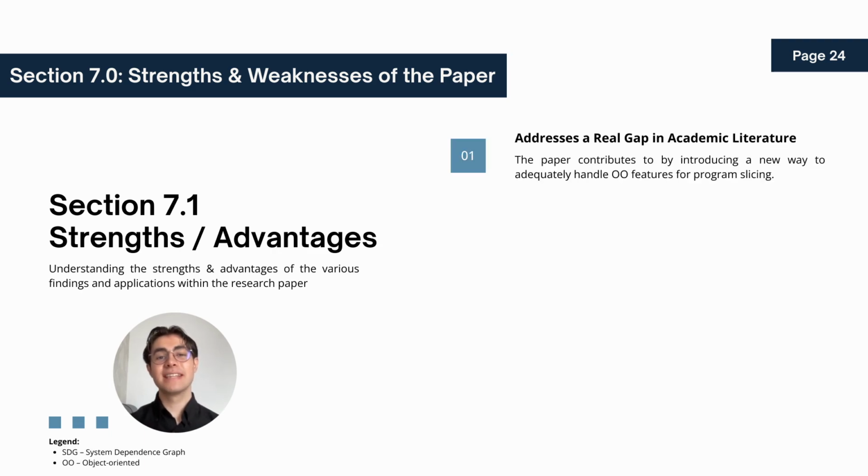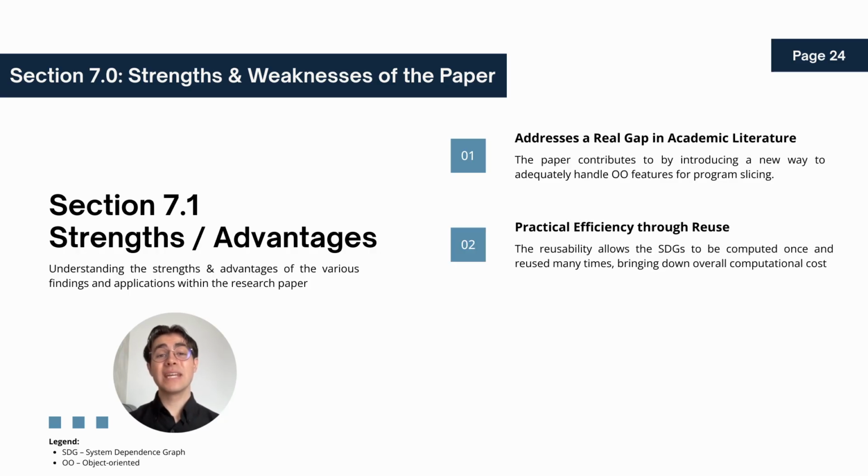Now, let us discuss the strengths and advantages of this work. The first strength is that this paper directly addresses a real gap in the literature. The paper clearly identifies that no existing techniques adequately handled object-oriented features, specifically for program slicing. And at the time of publication in 1996, C++ and other OO languages were becoming dominant, so this was highly relevant work addressing a genuine need in the software engineering community.